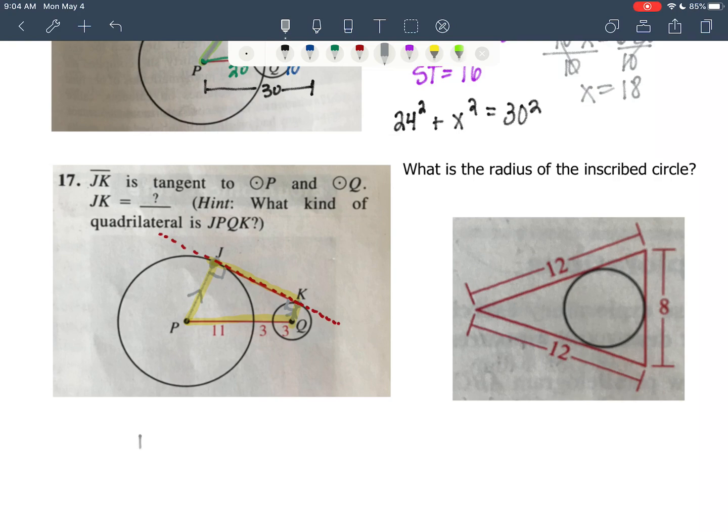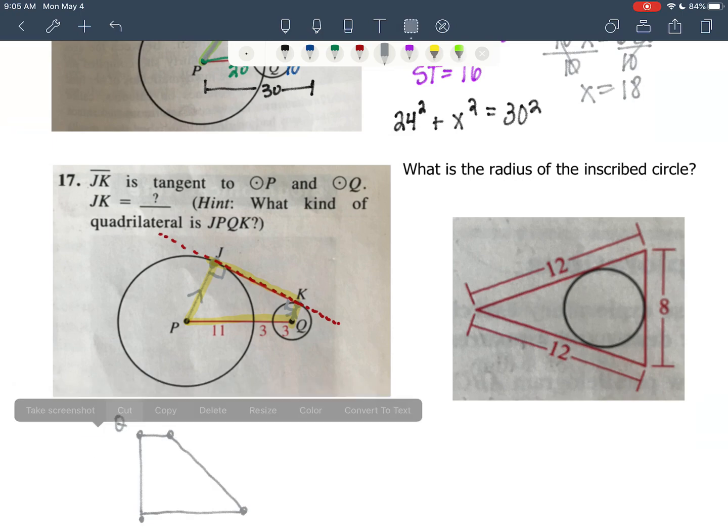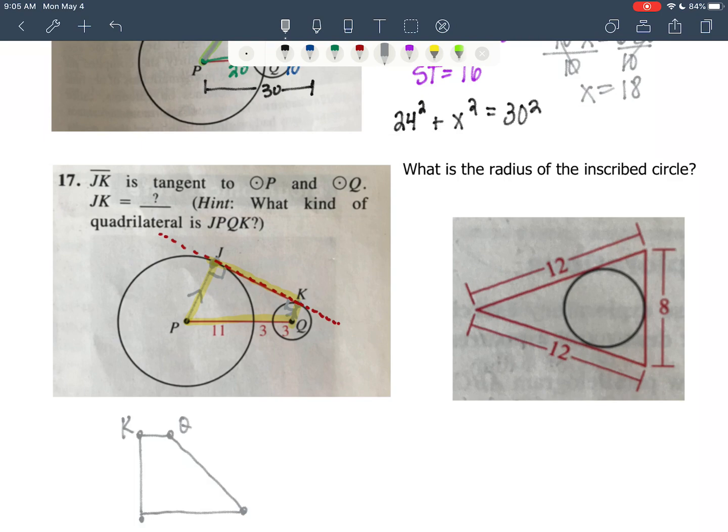Let me draw it like this though. It's a little bit easier for me to draw it like this. I've got that, and I've got that short one, and then I've got the long one, and then I've got that. Okay. So this is Q, this is K. Is that right? No. Got it backwards. Okay. I've got K, Q, and then Q is going to go down to P diagonally, and K comes down to J, and that makes our two right angles.